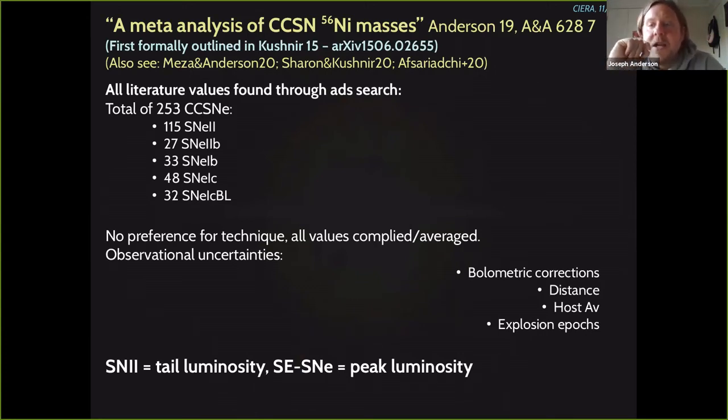But my point in doing this was to say, okay, this is what the community is publishing. And if the community is publishing consistently larger values of nickel masses for one supernova type over the other, this is important, even if there are systematic differences that can possibly explain those. I think we need to start talking about the fact that we're publishing these different nickel masses, and whether this is important, whether it's intrinsic, or how we can understand this.